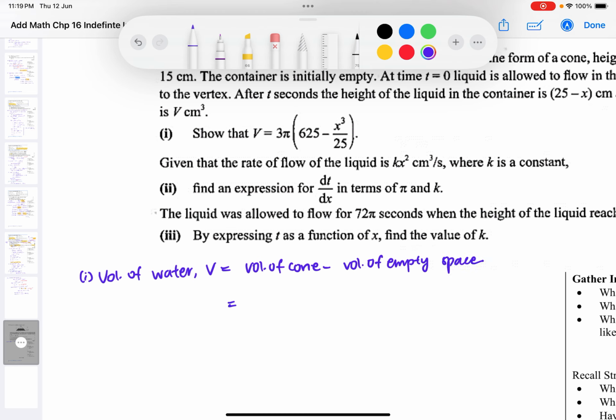Okay, so the formula for volume of cone given by the question, 1/3 pi r square h. Okay, in this case, the radius of the cone is 15. It's already given to you, so you can directly sub in. The height of the cone is also given to you to be 25. Okay, then minus away 1/3 pi. Okay, what is the radius of the empty space? So this is the one that you don't really have information of. And then the height of the empty space is given to you by x. So now the question mark is, what is this radius of the empty space, right?